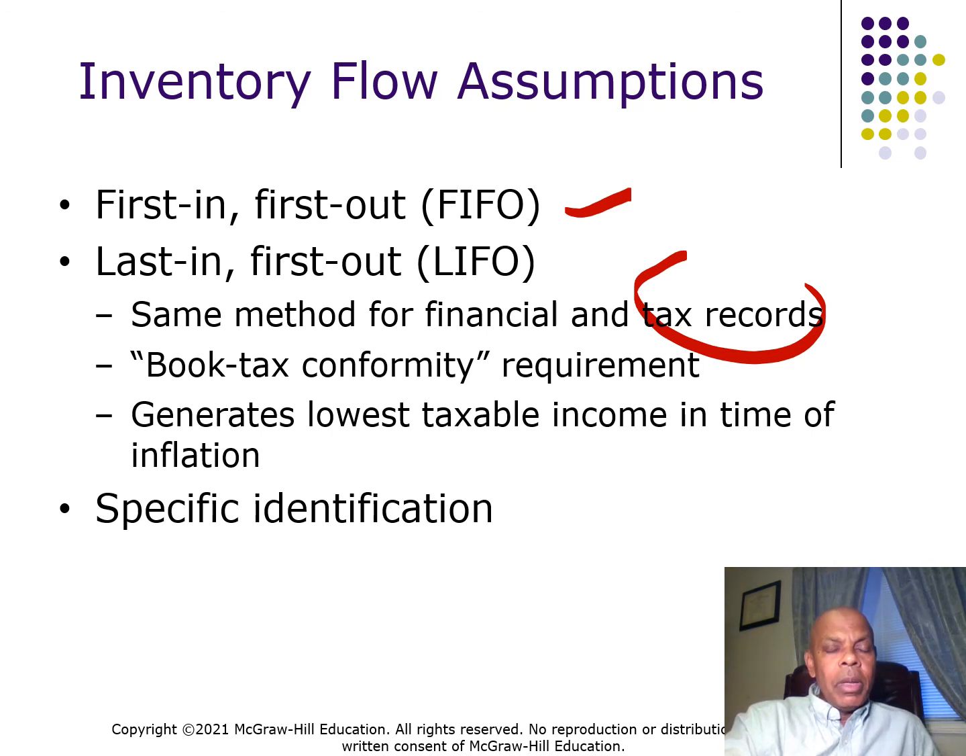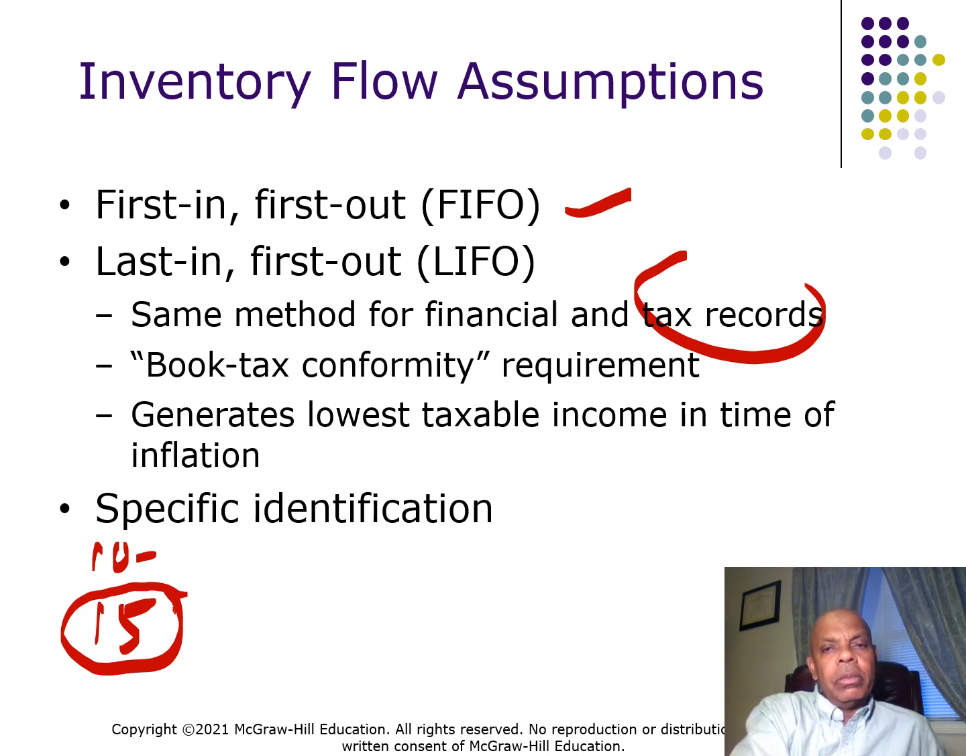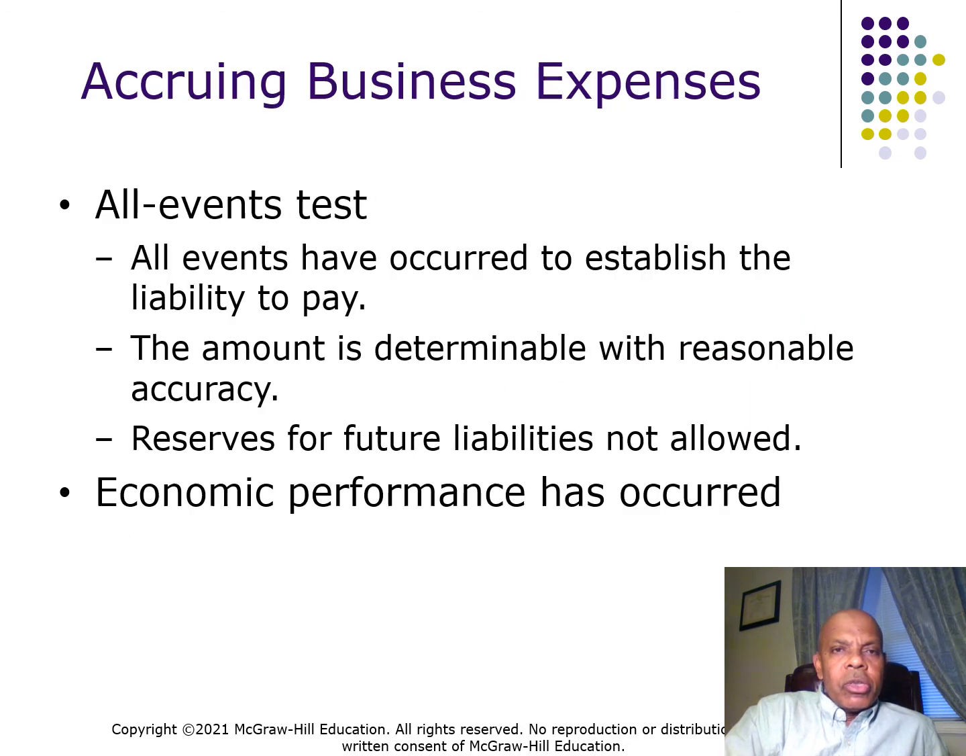When you say inflation, prices go up. Suppose in January you got a unit at $10 apiece. Since prices go up, in February you paid $15 for the same unit, so the price is higher. So what happens if you use the last in first out method? You're going to use the $15 cost, which reduces your taxable income. Okay, that's what it says. All right, let's go to the next one.